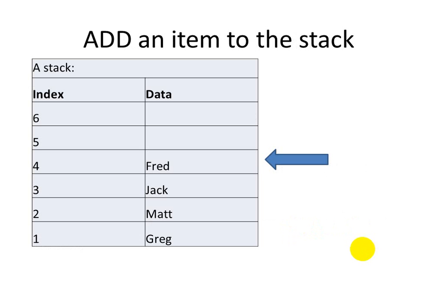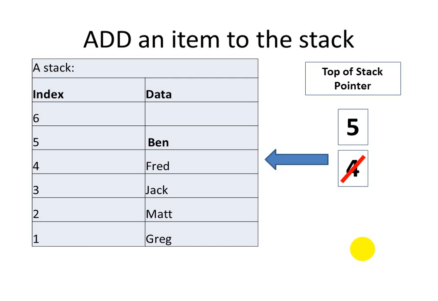So let's add an item to the stack. Let's have a look at how this works. At the moment, our top of the stack pointer is pointing to number 4, Fred. But we want to add something. We want to add Ben. So we're going to change from 4 to 5. What are we changing? The top of the stack pointer. The top of the stack pointer is now 5. And we just move our arrow to show that.